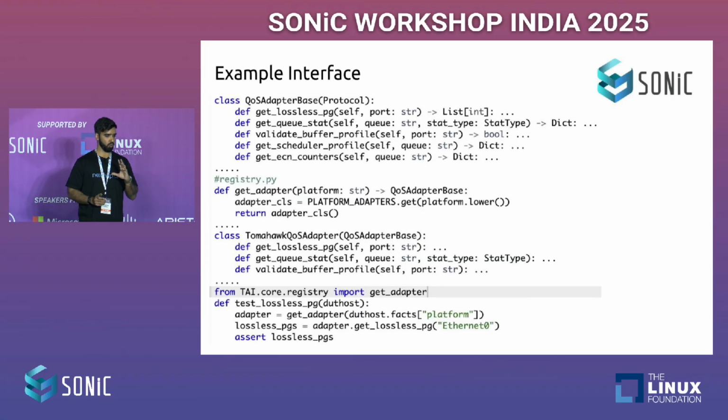This is one of the example interfaces. The base class is the QoS adapter base. It will just declare the methods that the lower layer, the abstraction layer, will implement. The registry will get the adapter and map it to the right platform. And then come the adapters. Those will implement the methods for which the logic currently lives in the test. Those will be separated out and put in different wrappers.